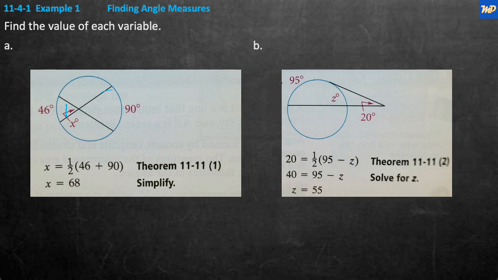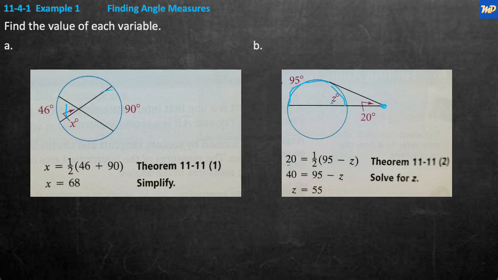Okay? If we go to B, it's different because now the lines intersect outside the circle. Well, in that case, it's the outer arc minus the inner arc. So 95 minus Z, and the angle is 20 degrees. So 20 is 1/2 of 95 minus Z. And if we work it out, then 40 is equal to 95 minus Z. Z is equal to 55.